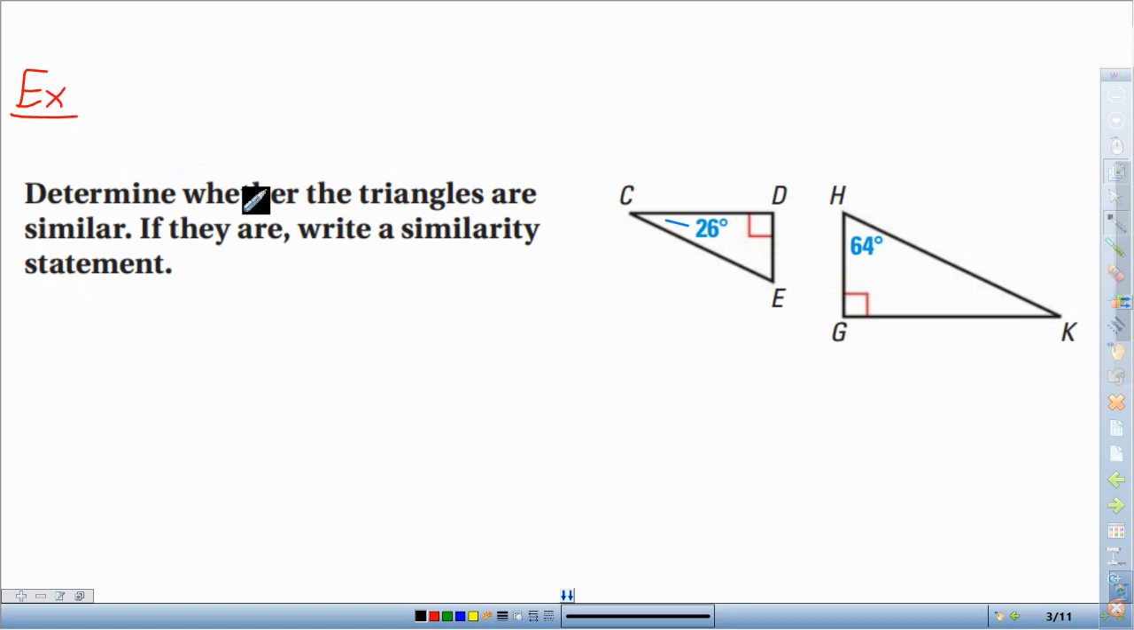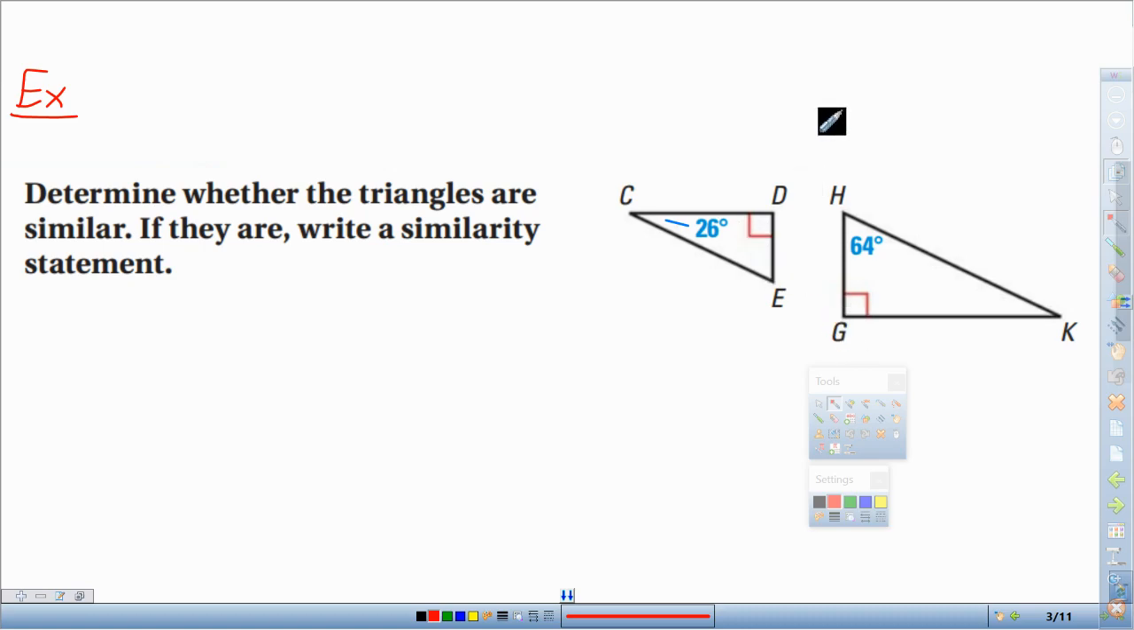Go ahead and copy this example, and we'll figure out if these two triangles are similar. Determine whether the triangles are similar. If they are, write a similarity statement. So again, I'm thinking, we got our new theorem to figure out if these are similar. All I need to see is if I have two pairs of corresponding angles congruent. Taking a look at these two triangles, I can see right now I do have one pair of corresponding angles congruent. These are both 90-degree right angles.